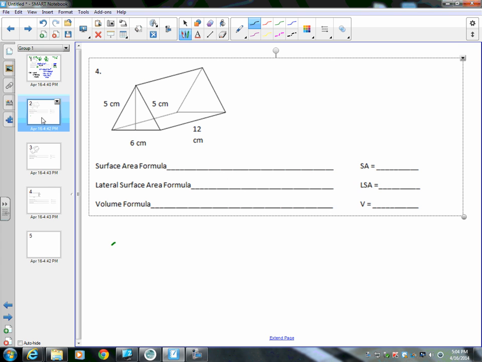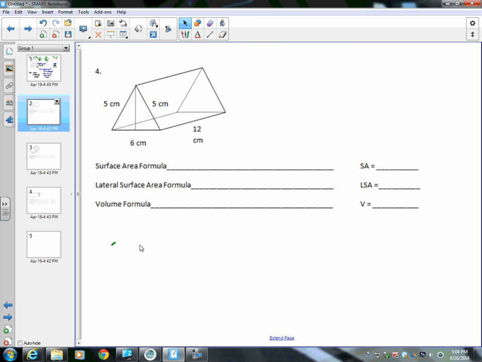Next problem. We're going to go to number 4 on the back. It ends up being a triangular prism. So on a triangular prism, let's find lateral surface area first. Since it's a prism, we're using the prism formula. We're going to say P times H. And remember, P stands for perimeter of the base. The base of a prism is always what it's named after. It's a triangular prism, so the triangle is the base. So let's find the perimeter of the triangle.